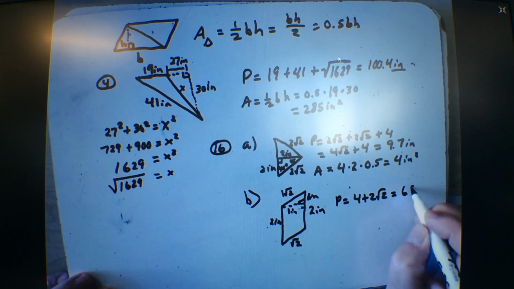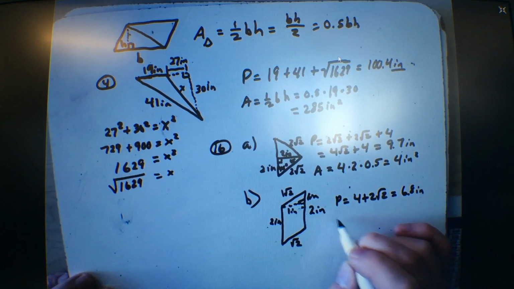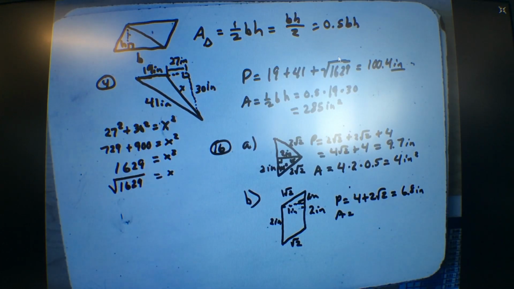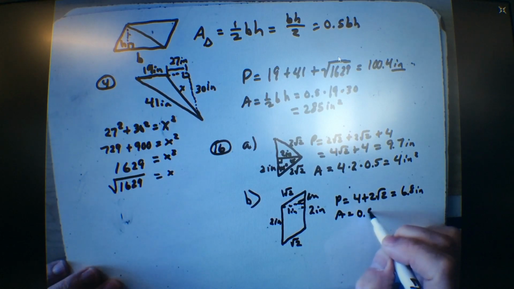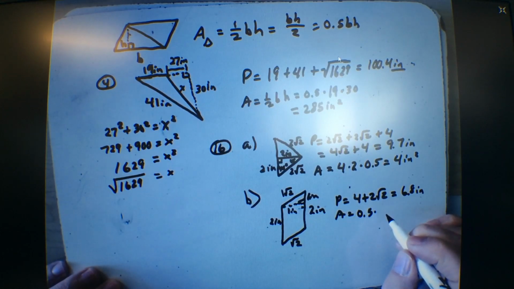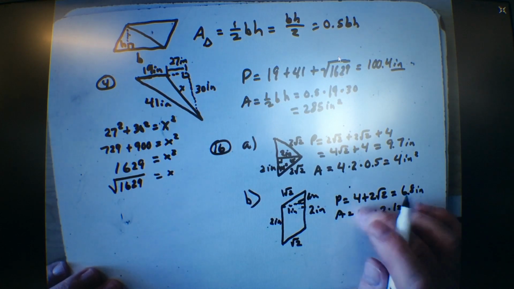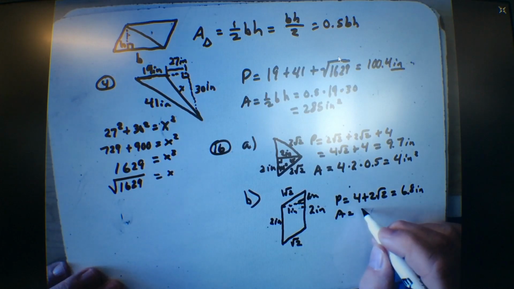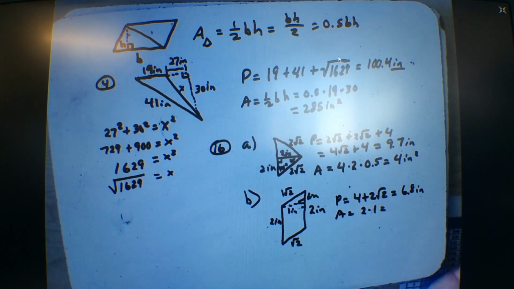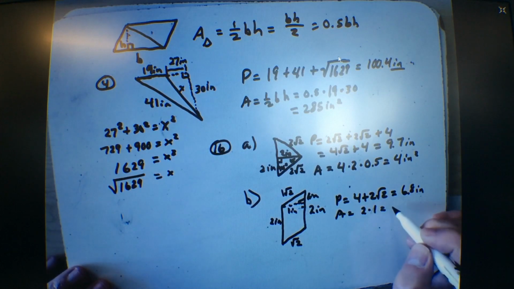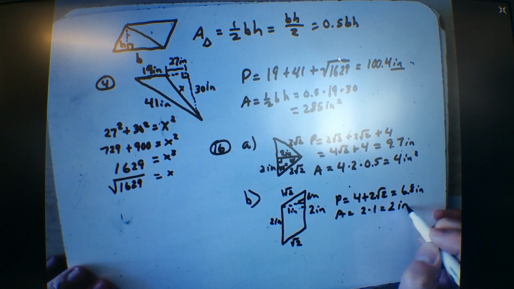6.8 inches. Okay, now the area then is what? 0.5 times, what's your base? 2. What's your height? 1. Why'd you do 0.5? Because it's half. Oh, you're right. Oh, no, it's a parallelogram. All right. So 2 times 1. So how big is it? 2 inches squared.